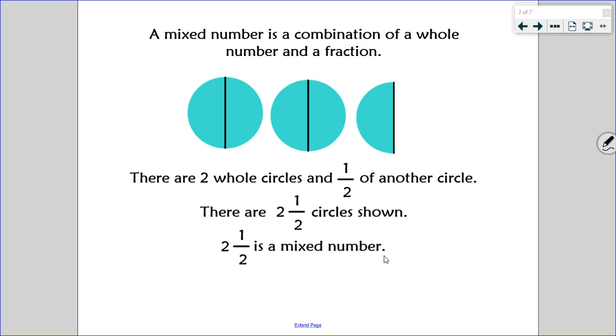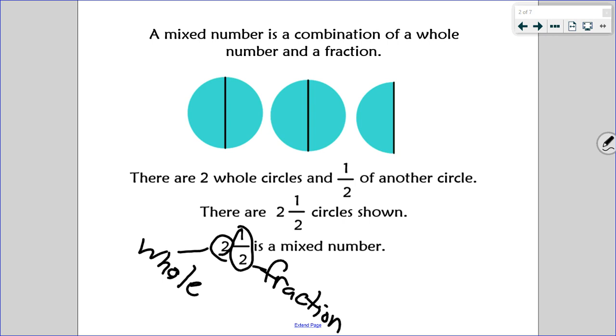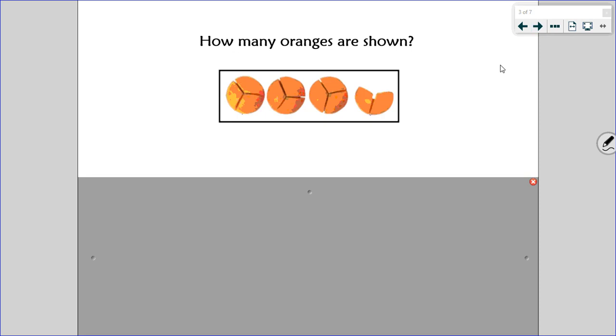And what makes it a mixed number is the 2, that's what we call a whole number. That's shown by these two circles. And then the half we know is a fraction, which is shown by this part that is not a whole circle. It's half of the circle. So that's exactly what a mixed number is. A mixed number has a whole number and a fraction put together into what we call a mixed number.